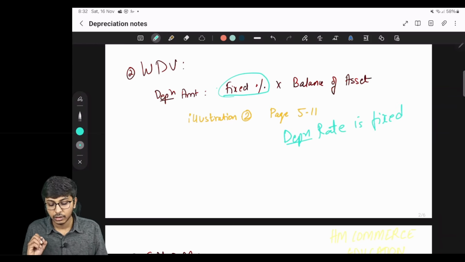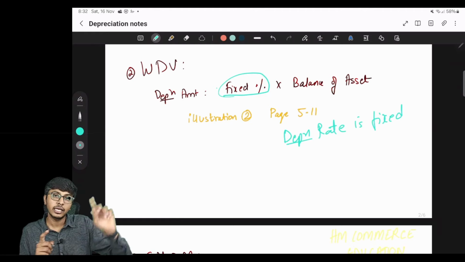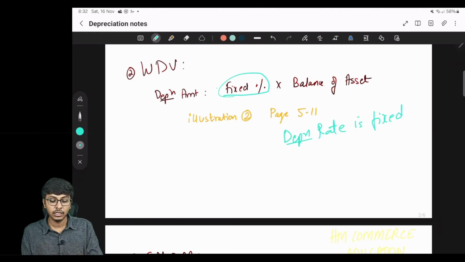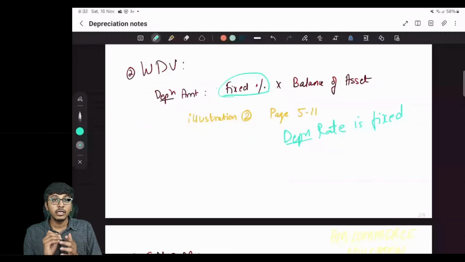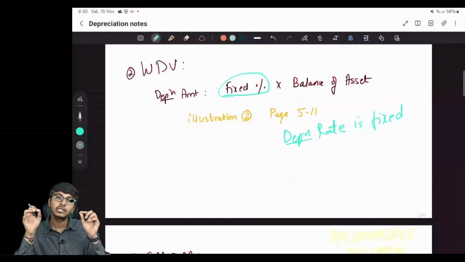Correct. Depreciation amount is fixed in the SLM method. Depreciation rate is fixed in the WDV method, very easy. So what you'll do, you will take the cost of the asset, take the percentage which is fixed, which is already given to you in the question, and multiply. You will get the depreciation amount. Now again, this depreciation amount you should provide for the period of use in that accounting period.